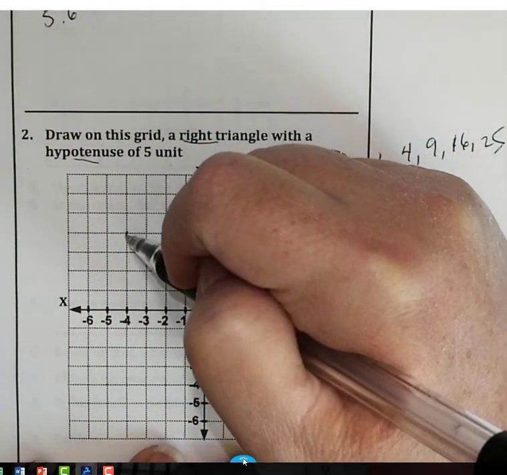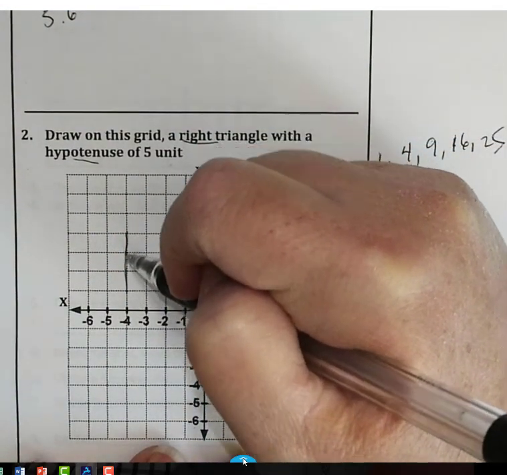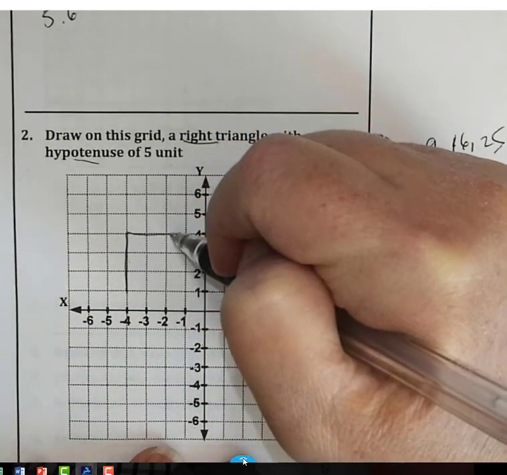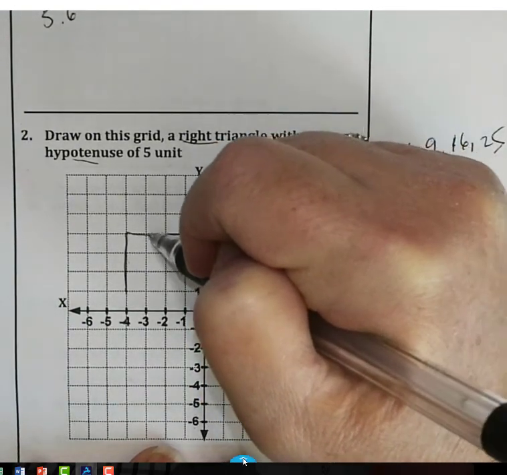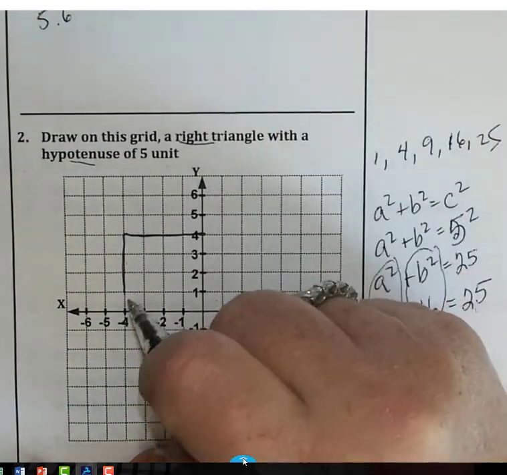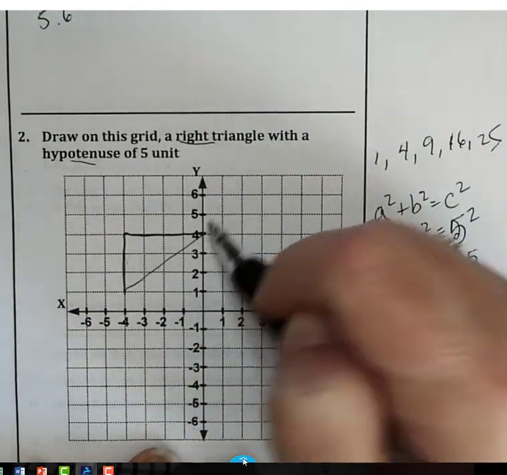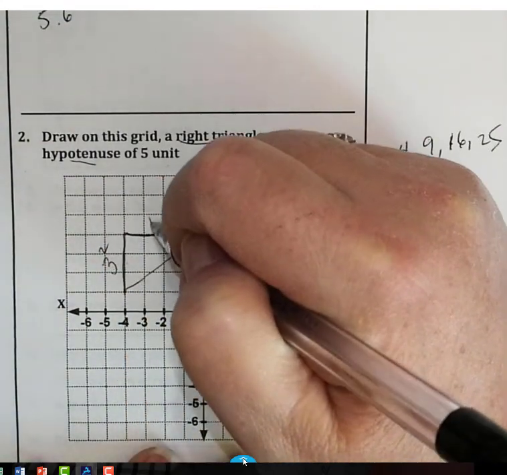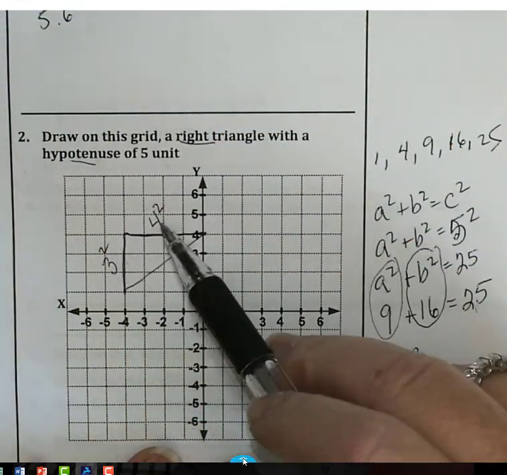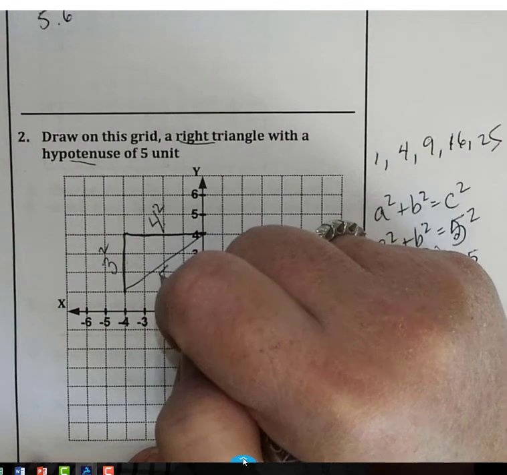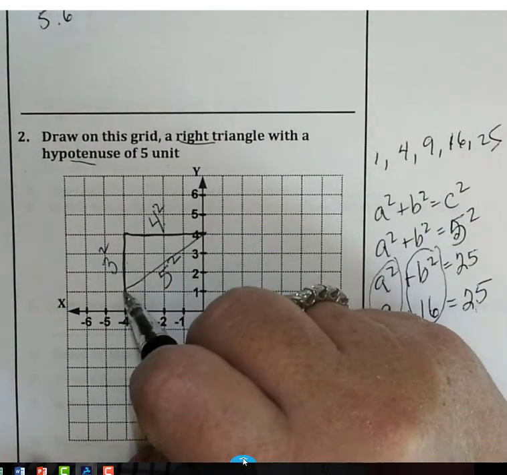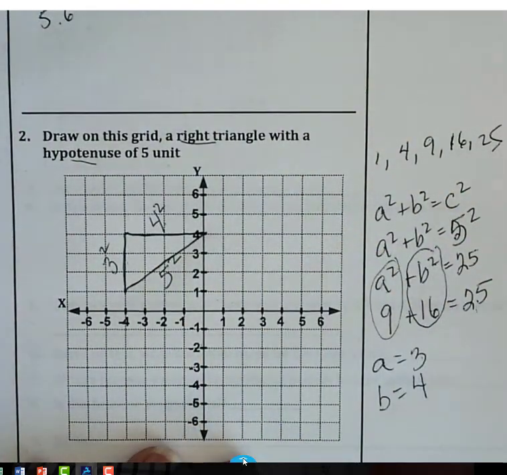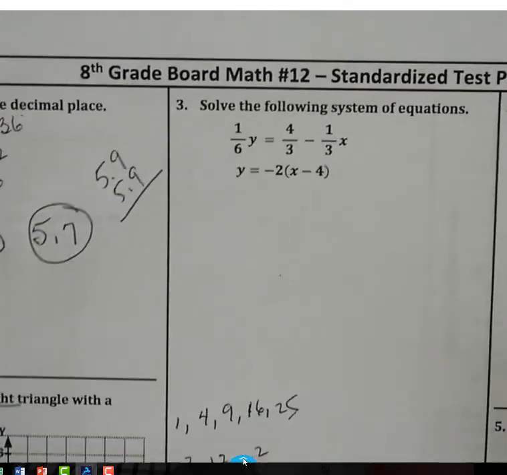Okay, you can do that anywhere on here. So 1, 2, 3, 1, 2, 3, 4. There's the hypotenuse. This is going to be 3 squared plus 4 squared, so 9 plus 16 equals 5 squared, or the side length of 5.